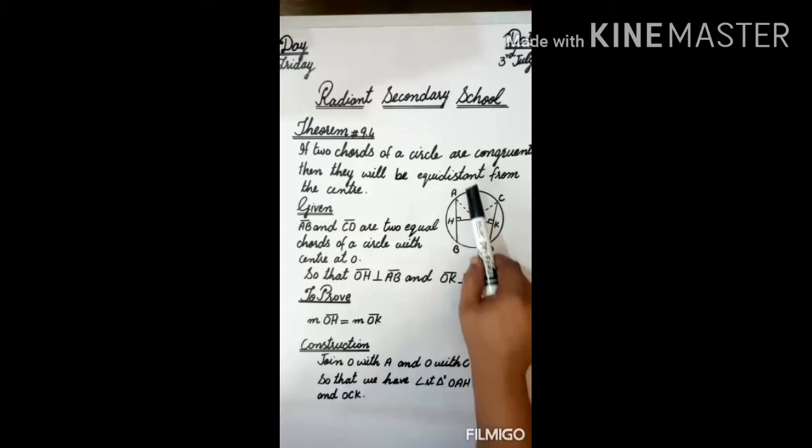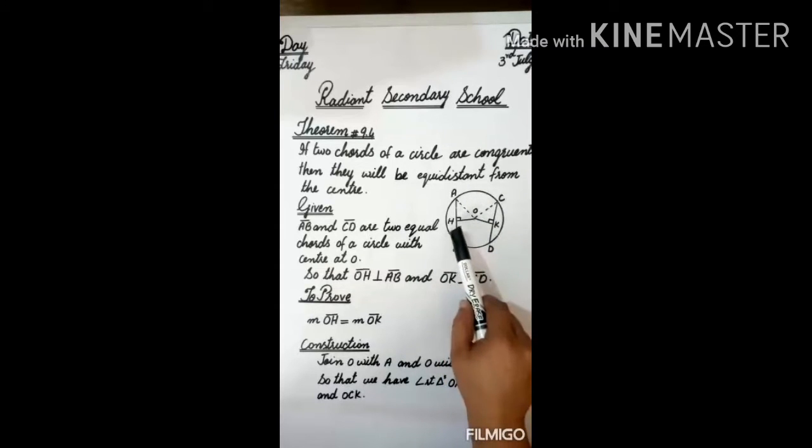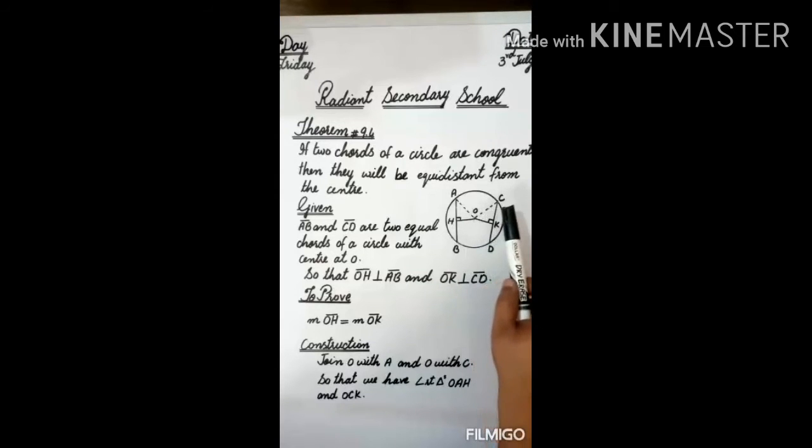Why is OAH a right angle triangle? Because at point H there is an angle of 90 degrees. Similarly, why is OCK a right angle triangle? Look at the diagram. At point K there is an angle of 90 degrees. That's why OCK is called a right angle triangle.